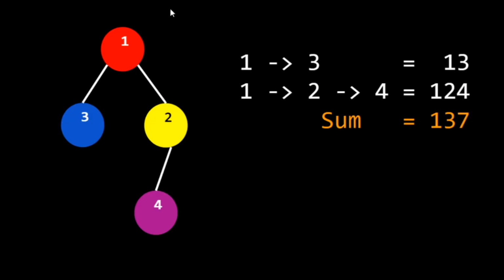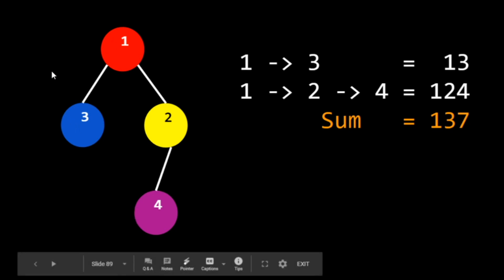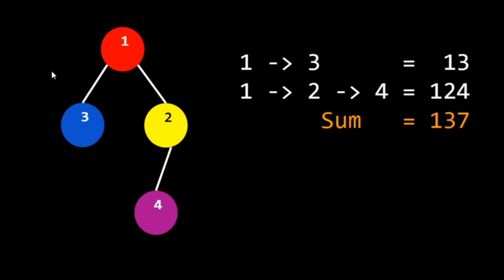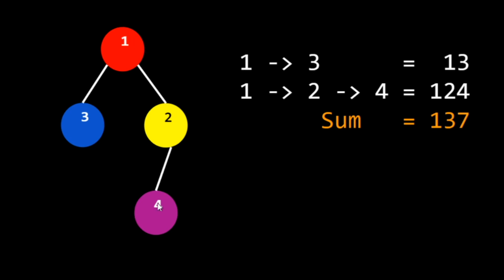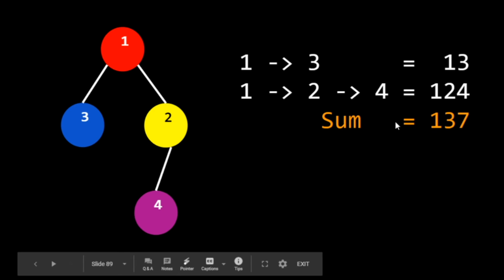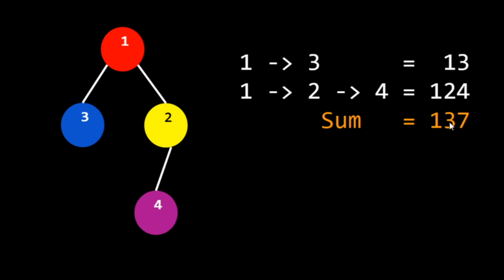For example, we have this binary tree. There is one root that is 1, and there are two leaves, 3 and 4. So what are the ways that we can go from root to leaf? We can go from 1 to 3 this way, and from 1 to 4 this way. So from 1 and 3 we get the number 13, and here from 1, 2 and 4 we get the number 124. So we have to finally return the sum of these two numbers, that is 137.